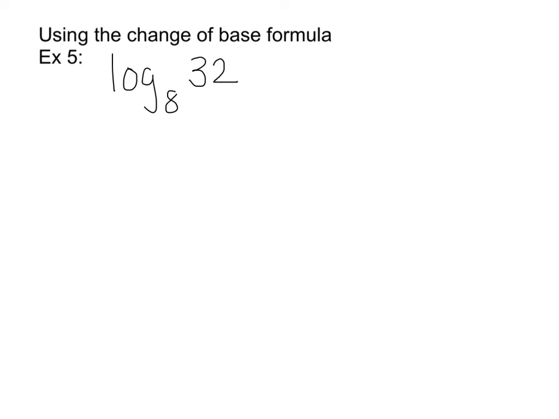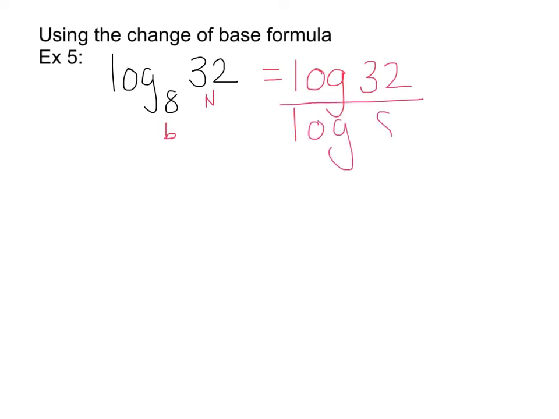Our first example using the change of base formula is the log base 8 of 32. So b is my base, 32 is my number, so I would write the log of 32 divided by the log of 8. And then you're going to pick up your calculator and you're going to use it. Press the log button, 32 divided by log 8. Make sure you close your parentheses, otherwise you're not going to get the right number. And you should get 5/3 as your answer.